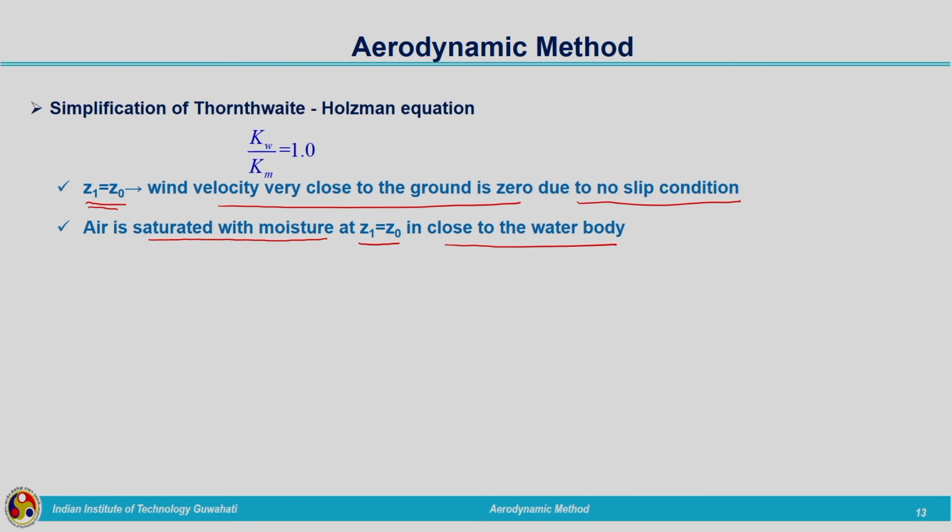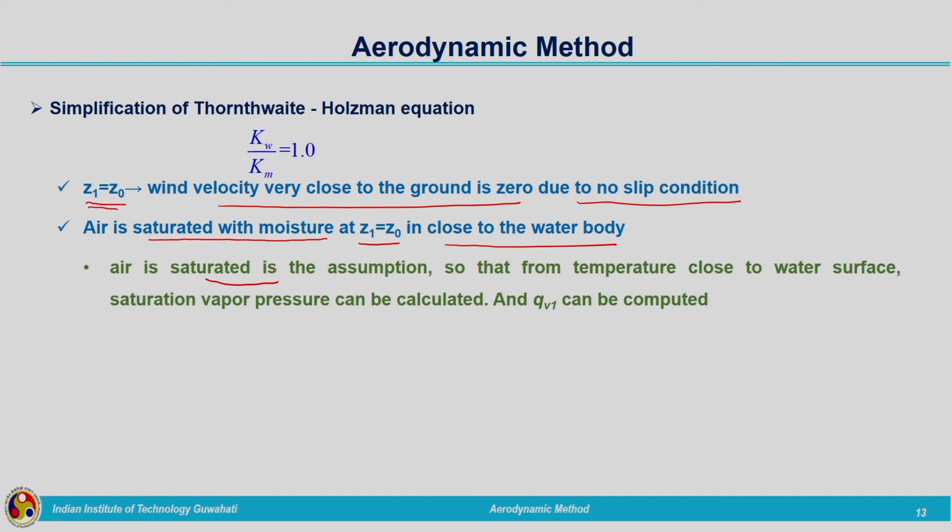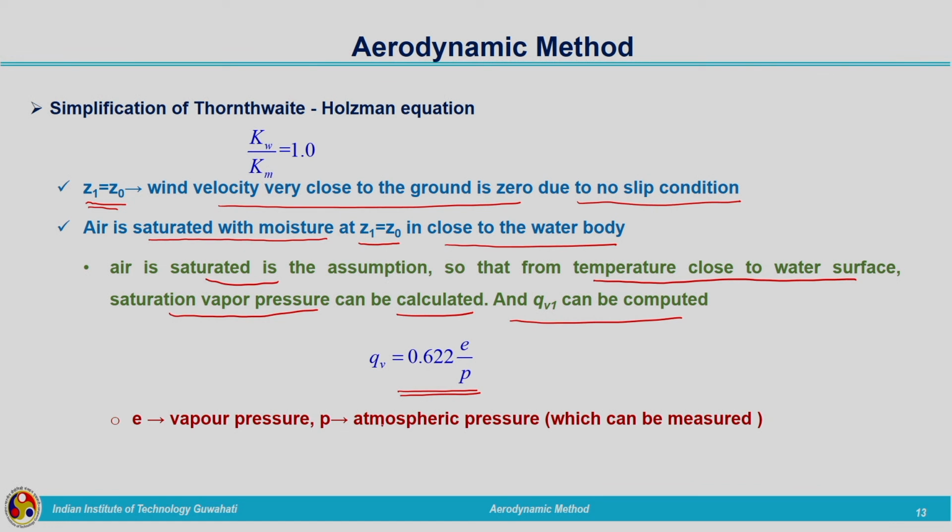All these are simplifications. We need to make the simple form of the Thornthwaite-Holtzman equation. So, air is saturated. This assumption gives us that from the temperature close to the water surface, the saturation vapor pressure can be calculated and QV1 can be calculated, that is, at the surface Z1 equal to Z0. So, corresponding to that temperature, we can calculate the saturation vapor pressure and also specific humidity. What is the expression for specific humidity? It is given by QV is equal to 0.622 E by P. E is the vapor pressure, P is the atmospheric pressure.